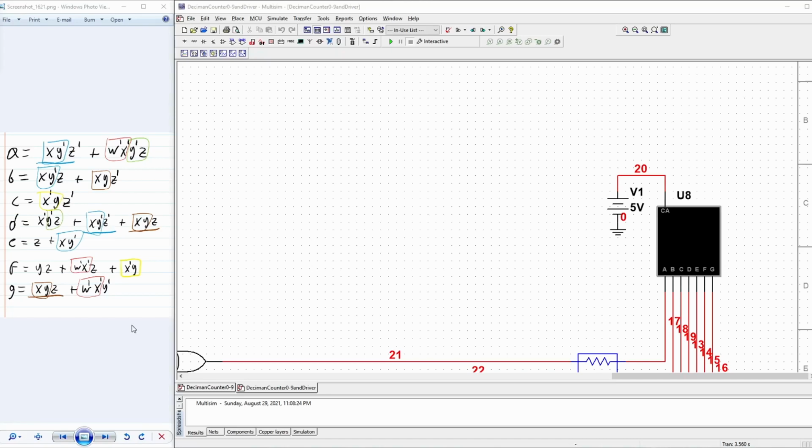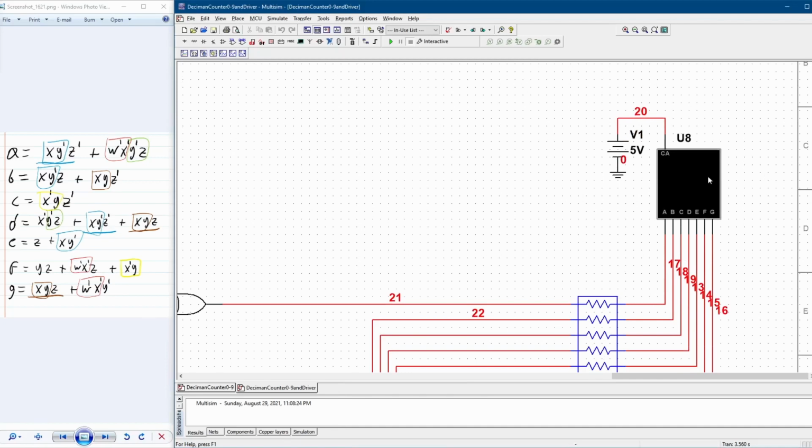Okay, so here we are in the software again, and we're looking at this display here. Now this display doesn't have a built-in driver, so we need to make our own in order to make this one function. And you'll also notice that it has the A, B, C, D, E, F, G right here for each of the pins. So what we have to do is now look at each of these expressions and figure out how to wire up these outputs.